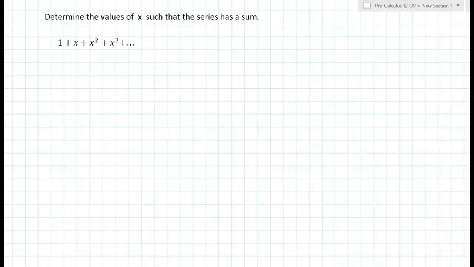In this case, we want to find all values of x so that this series will have a sum. So what does that mean? When it says it has to have a sum, that means your R, the common ratio of this series, must have an absolute value less than 1. What is the common ratio? For this one, remember, you just divide the x by the term before that, and you will get the common ratio. So in this case, the common ratio is x. So now we have to say the absolute value of x must be less than 1.